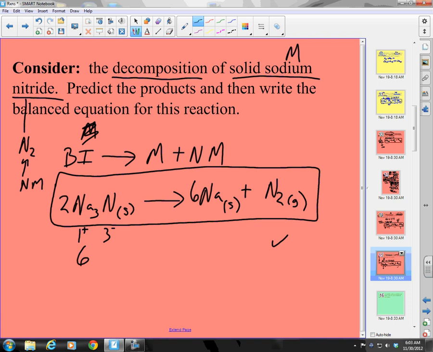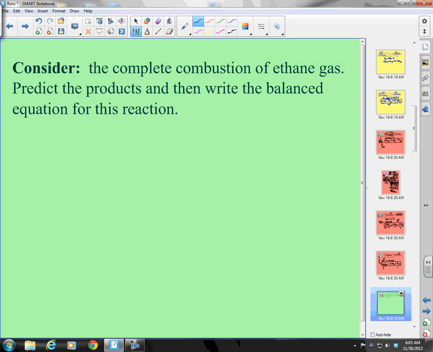Great. So that's all there is to decomp. Let's move farther, one more step. Complete the combustion. Consider the complete combustion of ethane gas. Predict the products and then write the balanced equation. Combustion. Okay. Is this synthesis?